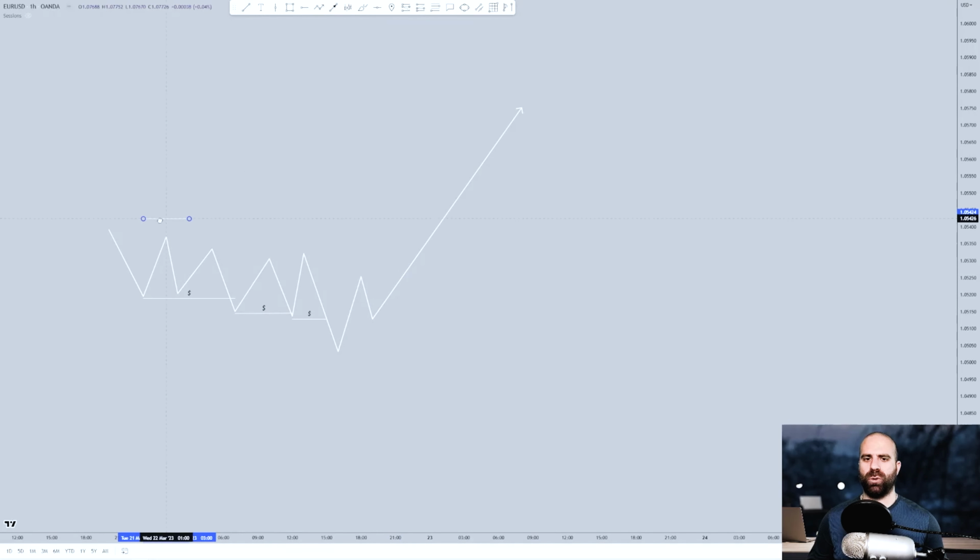In this occasion, it would be the highest structure because we want to see an impulsive break of structure as we see in this occasion, and again, numerous examples are going to follow in this very detailed course.